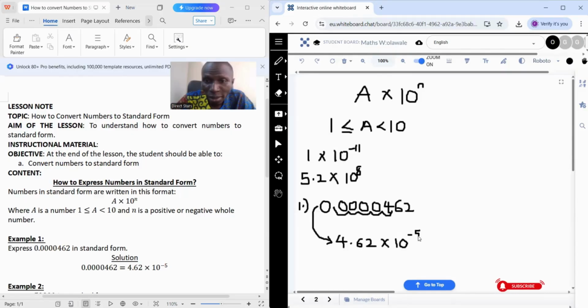So converting 0.0000462 to standard form, we're going to have 4.62 times 10 raised to the power minus 5.